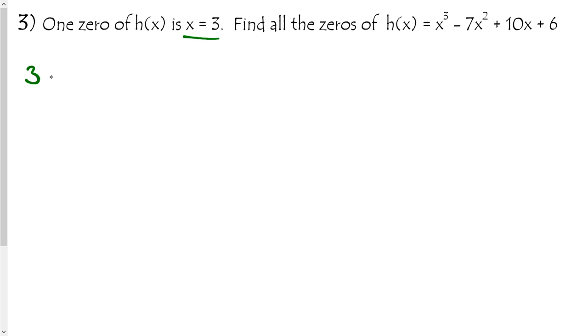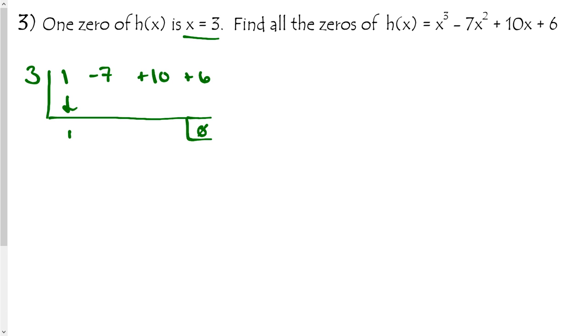So let's get started. Let's use that. Okay, so if it's got a zero at 3, I know that if I evaluate the function at 3 or divide it by x minus 3, then I'm going to get a remainder of 0. Well, what am I dividing it by or evaluating it for? Well, 1x cubed minus 7x squared plus 10x plus 6. Okay, and I know I'm going to get a 0 there.